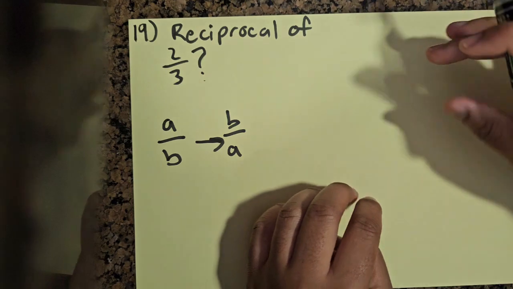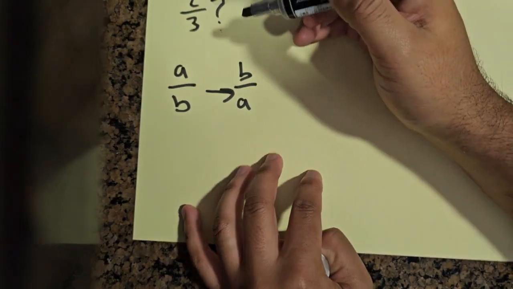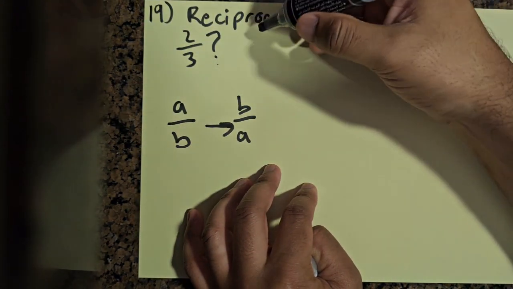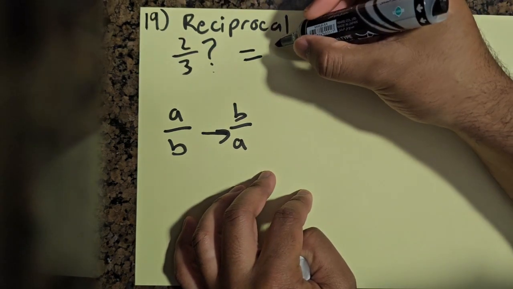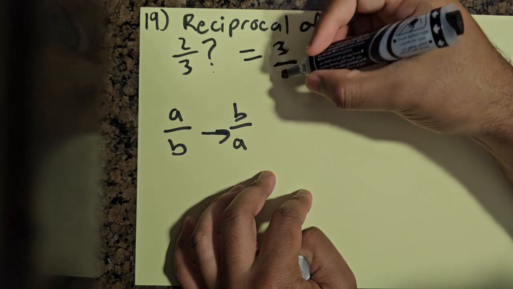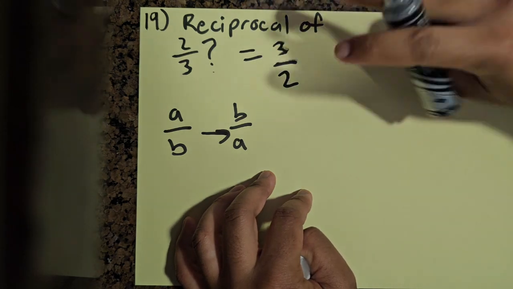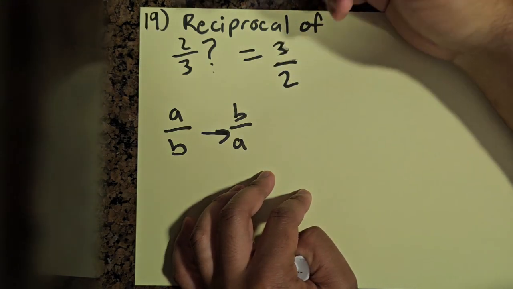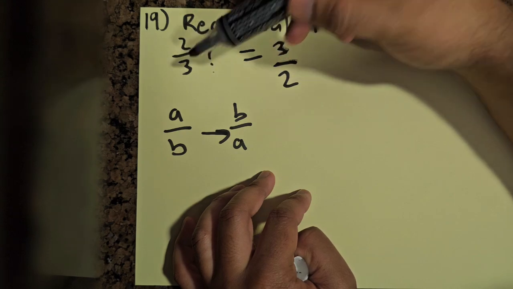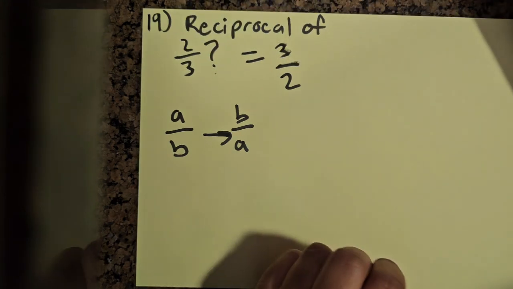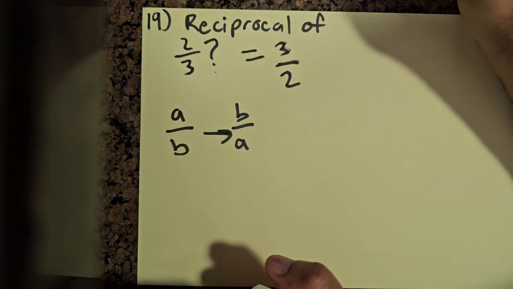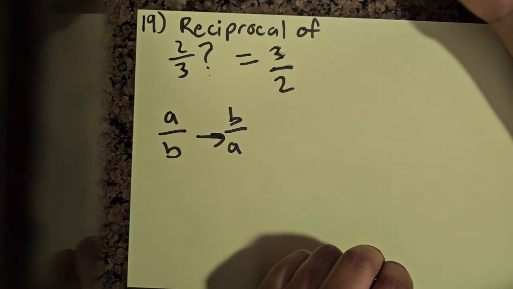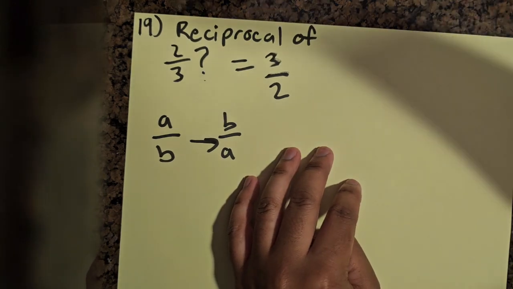So for example, here the question says 2 over 3. So the reciprocal of 2 over 3 is equal to 3 over 2. All I did was switch the numbers around. If the fraction is 2 over 3, the reciprocal will be 3 over 2. So if you have a over b, b over a. Doesn't matter which number you have, you just switch them around if you want to find the reciprocal.